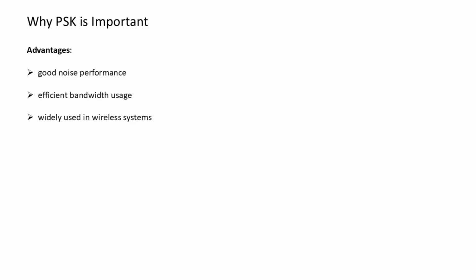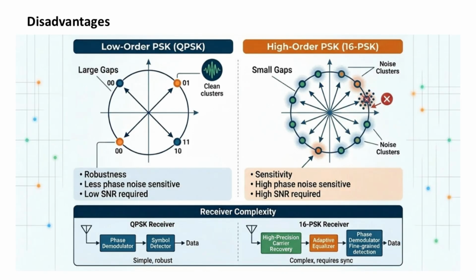However, PSK also has some limitations. One major drawback is its sensitivity to phase errors, which can be caused by noise or channel distortion. As the number of phase states increases, such as in 8 PSK or 16 PSK, the distance between symbols becomes smaller, making the system more vulnerable to errors. This means higher-order PSK requires a better signal-to-noise ratio to maintain reliable communication.